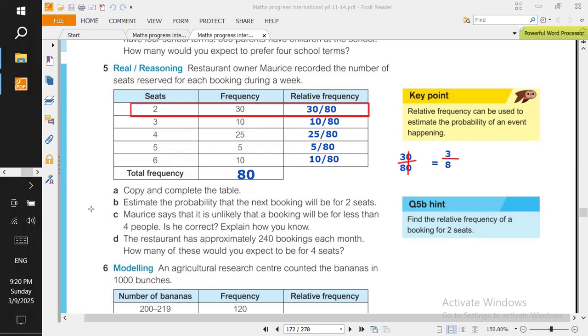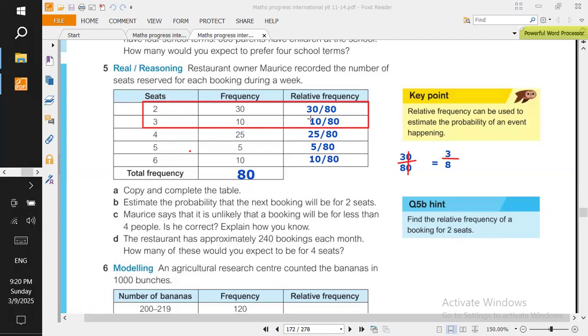Question C. Maurice says that it is unlikely that a booking will be for less than 4 people. Is he correct? Explain how you know. So he said it is unlikely the booking will be for less than 4 people. So we take a look at the table. Let's remove this first. So we find the probabilities for the number of people which are less than 4. So we have the 3 and the 2.